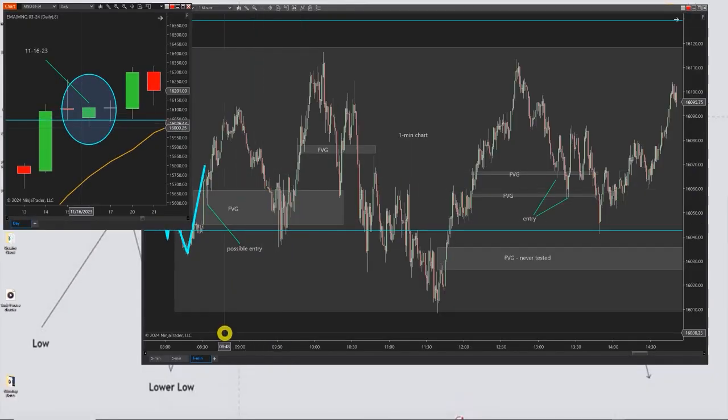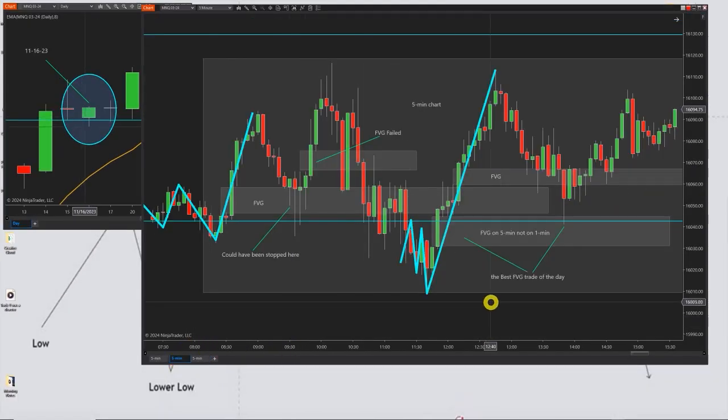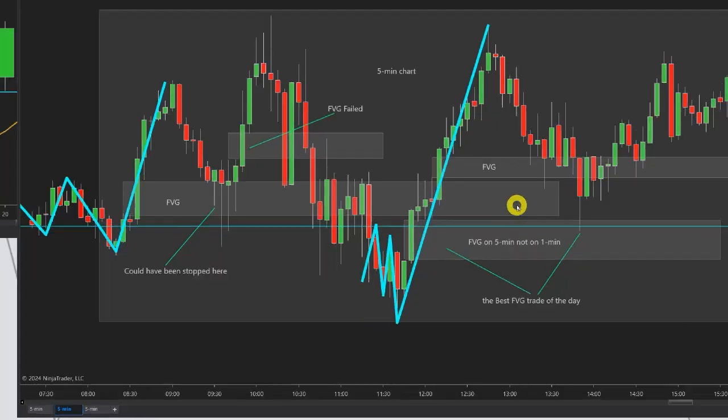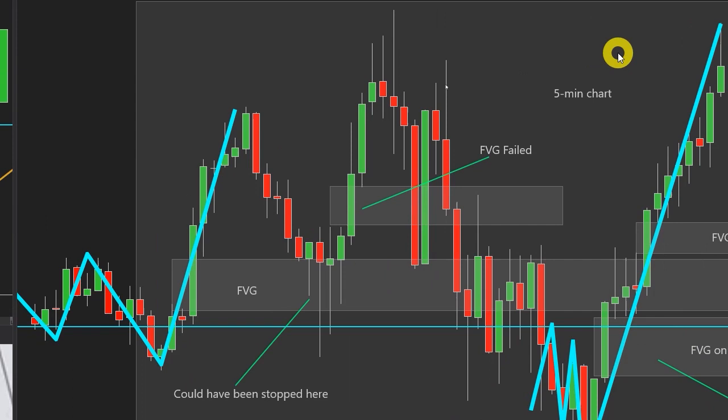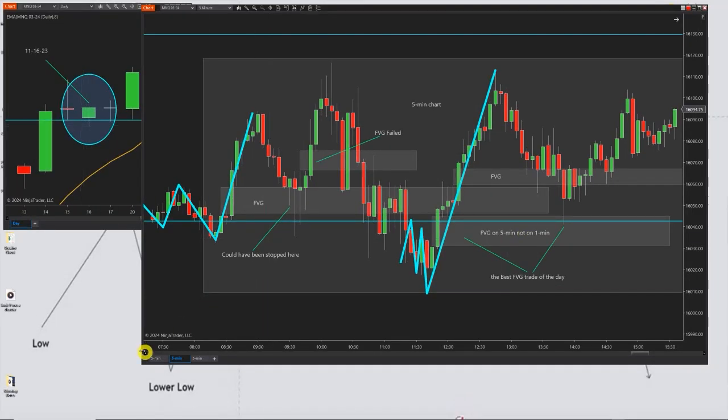So let's back out a little bit. Let's go to the 5-minute chart. I'm only using the 5-minute and the 1-minute chart. So here's the 5-minute chart. We're going to take a look at all this, and it's going to explain it. And then the 1-minute chart is right here.